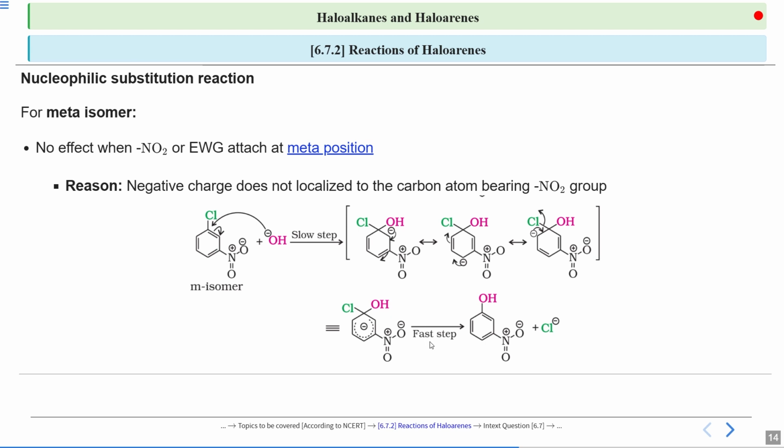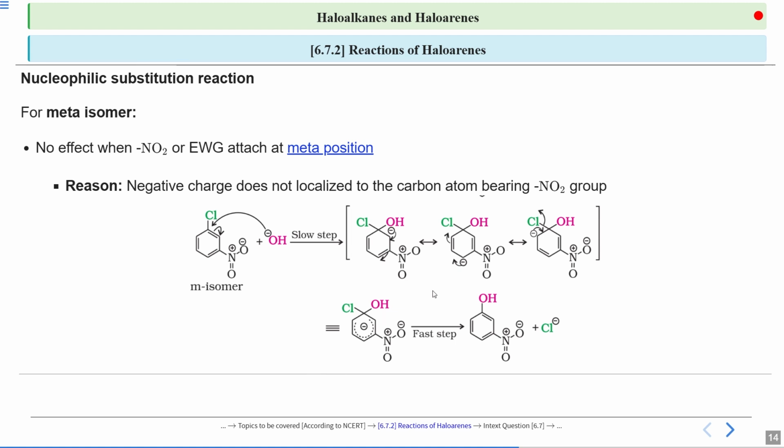And the final step, which is a fast step, chlorine will be removed as a chloride ion along with its electrons, and you will get your desired product, with the NO2 or electron withdrawing group present at the meta position as it is, and chloride will be removed. But here, the electron withdrawing group is present in our benzene ring, but it is not helping to increase the reactivity of the haloarenes towards nucleophilic substitution, because it is not contributing in that mechanism.